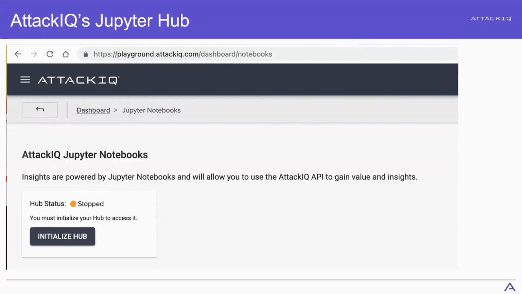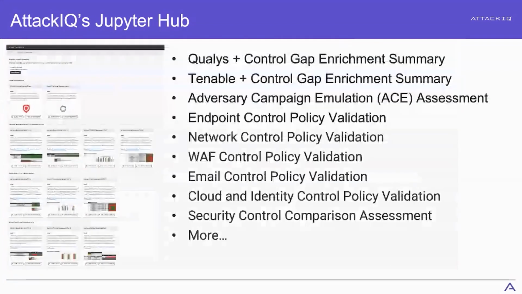So what we've done instead of our customers having to operate these Jupyter notebooks outside of our platform is we've integrated JupyterHub as a module inside of the AttackIQ platform. And so the power here is that you can go now inside of AttackIQ and access dozens of Jupyter notebooks that have been curated and written by the AttackIQ engineering and research team that help bring together data.